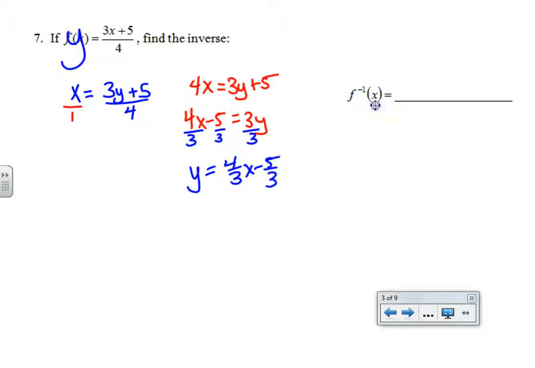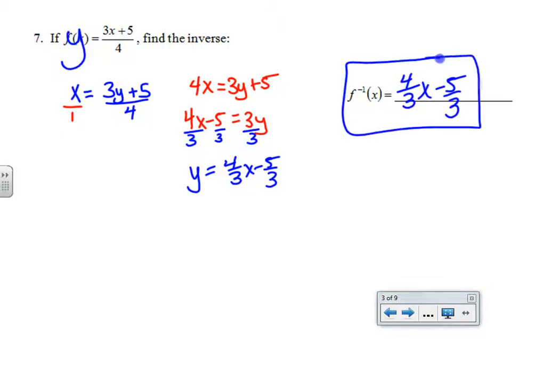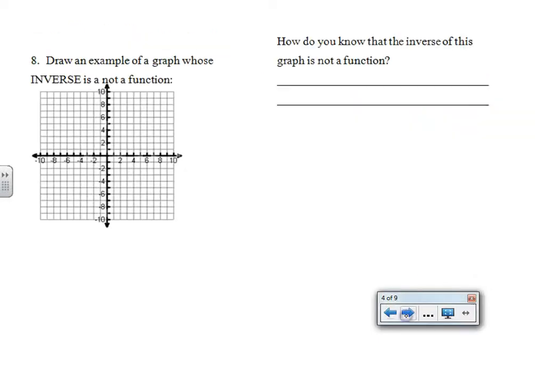Now proper notation says instead of saying y equals, I should say function's inverse, or f to the negative 1 of x equals 4/3 x minus 5/3. And that's the answer I'll be looking for.